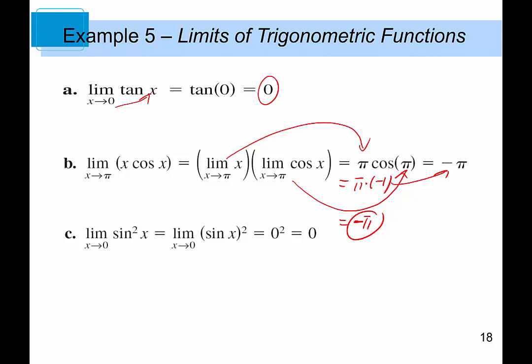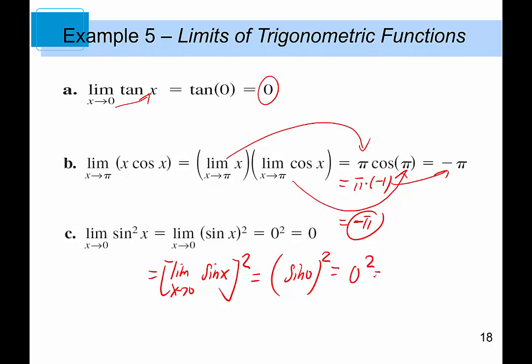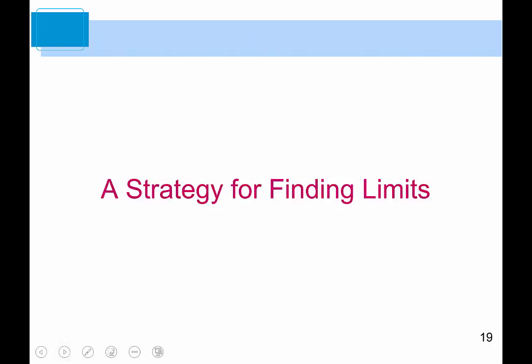So the limit of sine squared x as x approaches 0, you could just write it as the limit as x approaches 0 of sine x, all squared. I think this is probably easier to understand. The limit of sine of x as x approaches 0 becomes sine 0, squared. Sine 0 is 0, 0 squared becomes 0. Okay.